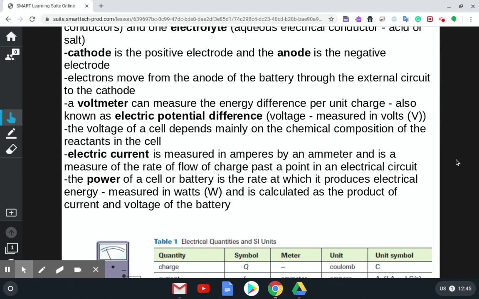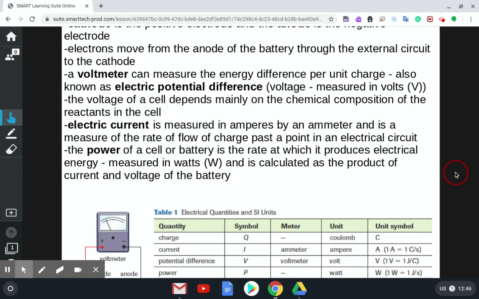A voltmeter can measure the energy difference per unit charge, also called the electric potential difference or the voltage. It's measured in volts, with capital V as our unit. The voltage of a cell depends mainly on the chemical composition of the reactants of that cell. In our data booklet, where we have all of our reduction equations, there is a little voltage number along the side. We're going to use those to figure out the cell's overall voltage.